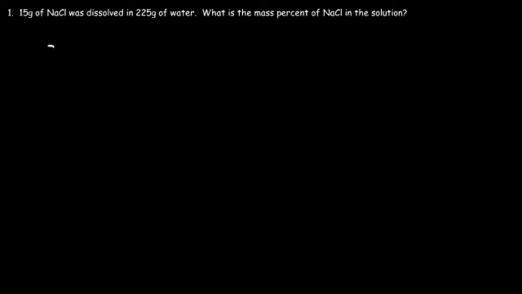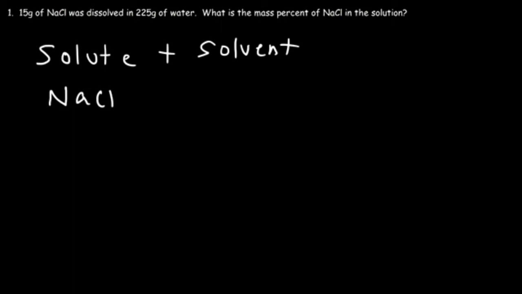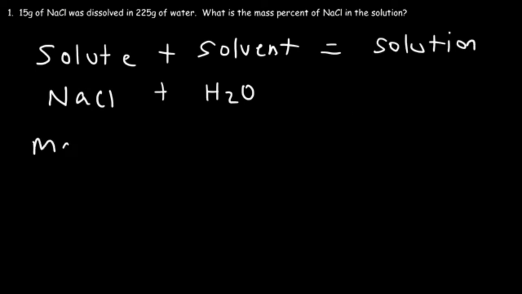So, recall the formula for mass percent. We need solute and solvent. Just recall also that solute is the one that is present in lesser amount than the solvent. Of course, the solvent is present in larger amount. So in this case, the solute is the NaCl and the solvent is the water. Recall also that solute plus solvent is equal to the solution.